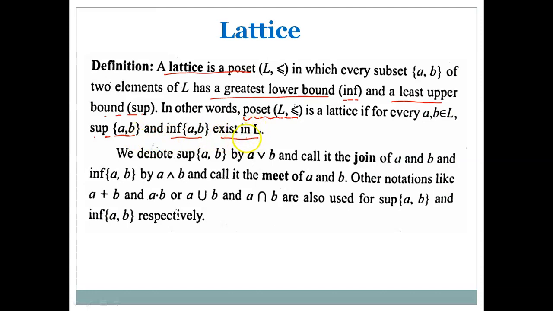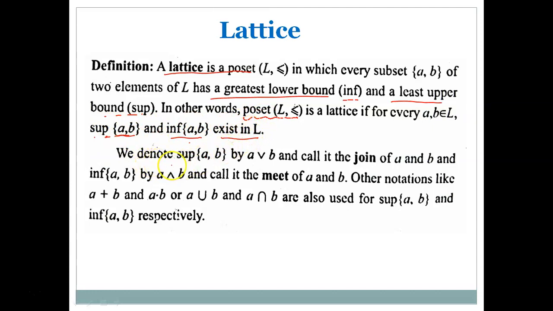Because in lecture 4 we discussed that the supremum of a set may or may not belong to the set. But here, L will be called a lattice only in that situation if the infimum of every pair of two elements belongs to L and the supremum of every pair of two elements belongs to L.